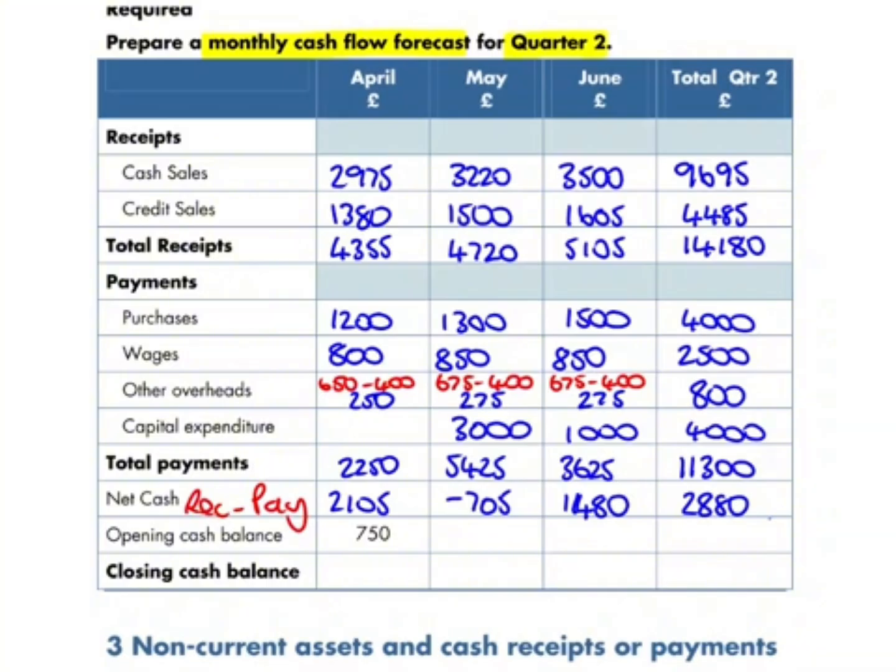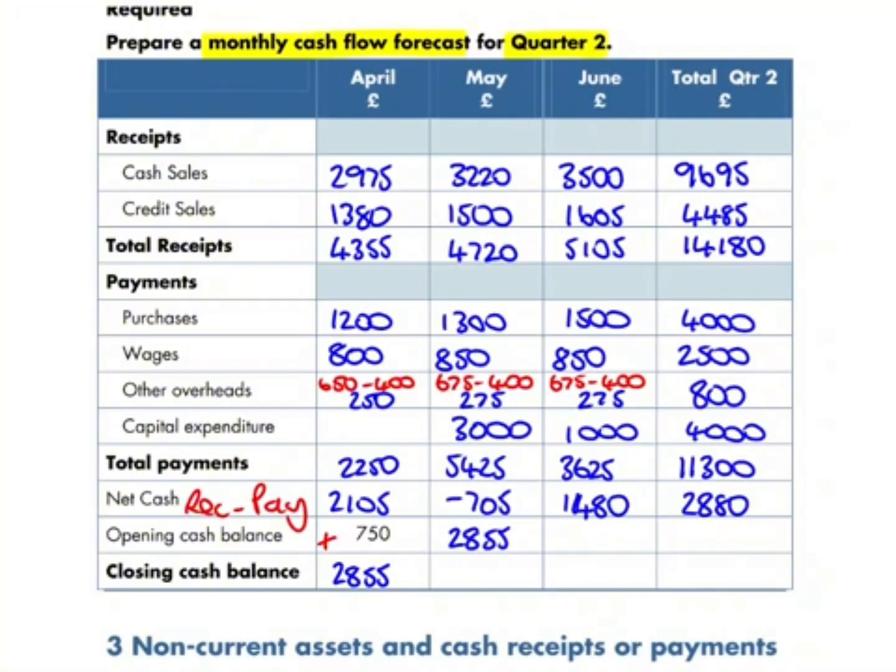Our opening cash balance in April was £750, and through April we got a positive net cash movement of £2,105. So if we add the opening balance of £750 onto the positive net cash movement of £2,105, we end up with a closing cash balance of £2,855 at the end of April, which then translates into the opening cash balance in May.